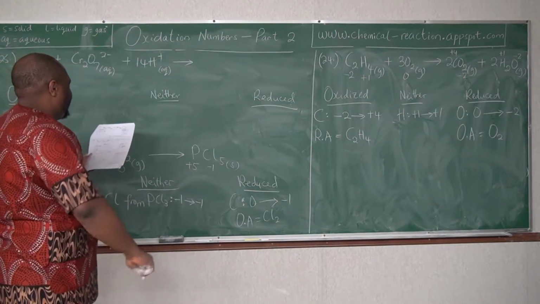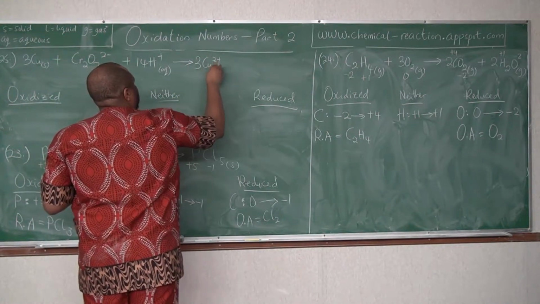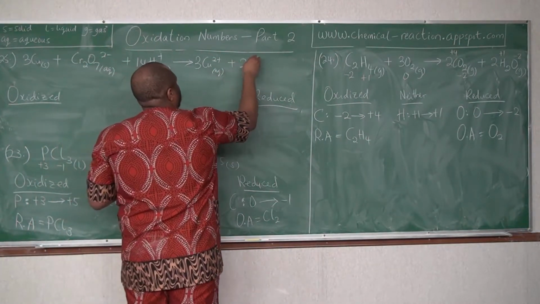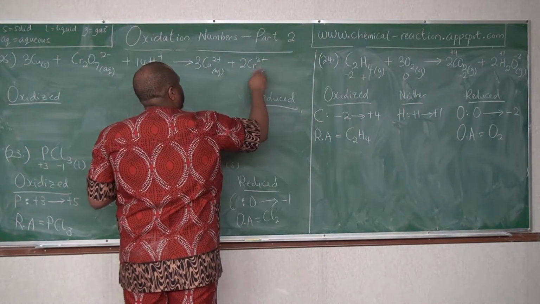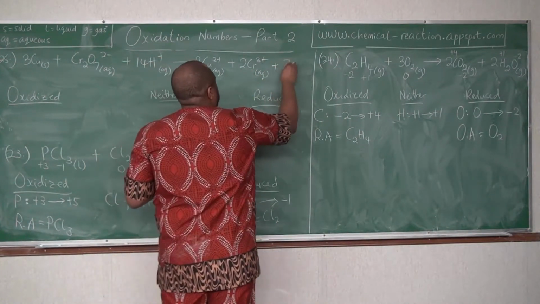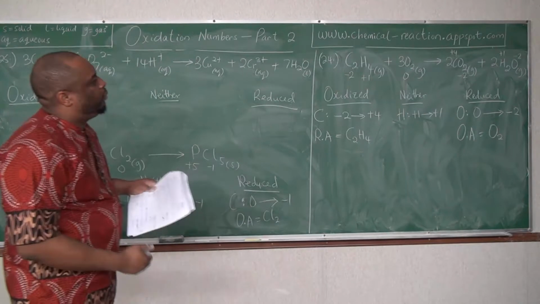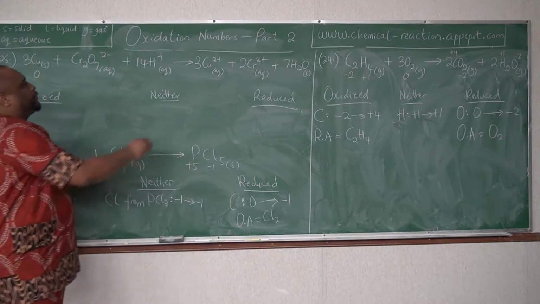3 moles of copper(II) ion plus 2 moles of chromium(III) ion and 7 moles of liquid water. Okay, copper here is 0. And copper here is +2, copper(II).